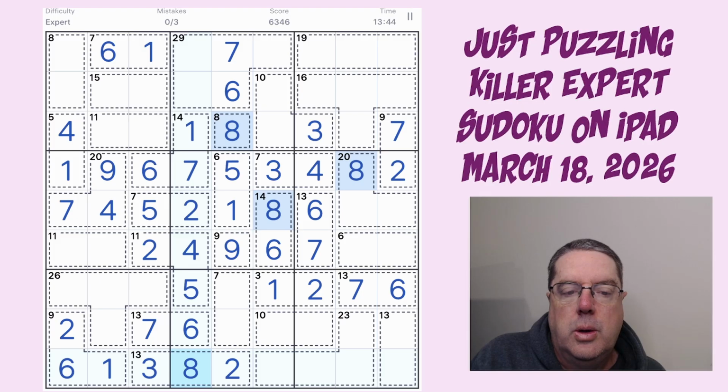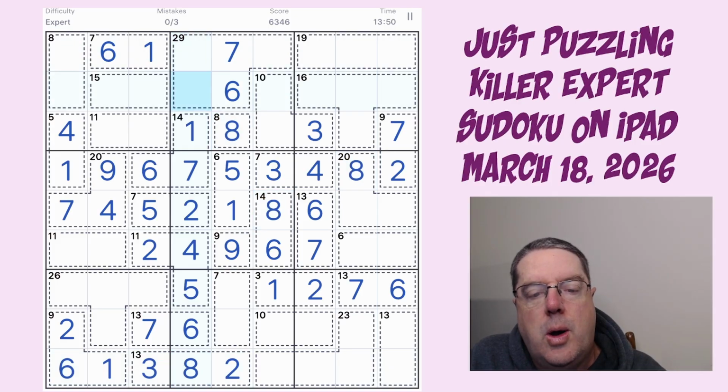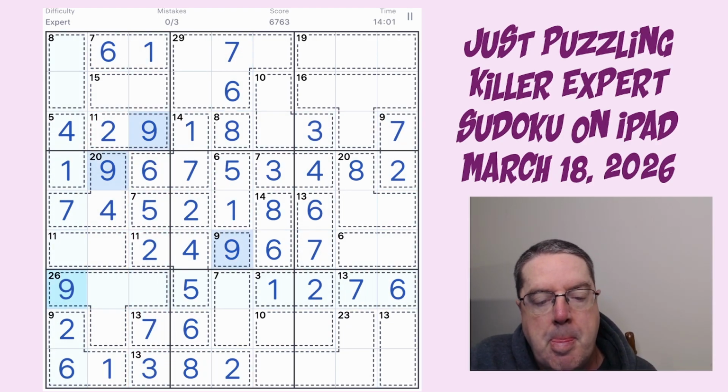So 9, 1, 2, 3. So 3 and 9 are here, 3 and 5, 9 and 2. 9 can't be there, so that's a 9 there, leaving this to be a 2. 9 comes down here, 9 comes down here, so this is a 9 here.